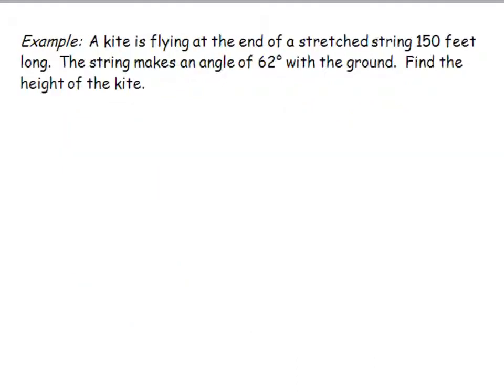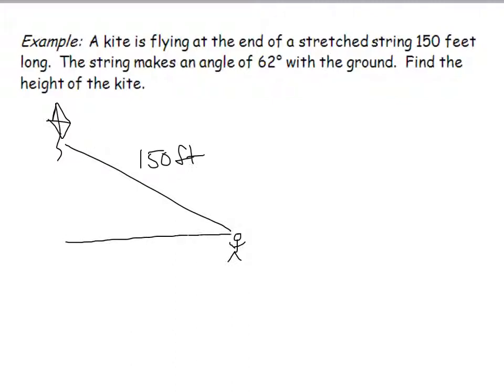In this example, I have a kite, and we're flying it at the end of a stretched 150-foot string. So I've got a kite. I'm going to draw my kite out. That works. And it's at the end of a 150-foot stretched string. And there you are, right? So then, it says that the string makes an angle of 62 degrees with the ground.